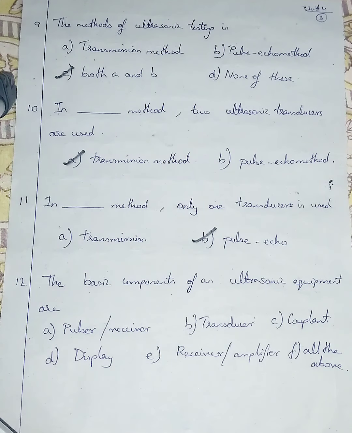We need a pulsar, then transducers for inspecting, then couplant to reduce the gap between them, then a display device for displaying, and an amplifier or a receiver to increase the signals. So I'm going with option F, all the above. These are the basic components of ultrasonic equipment: pulsar or receiver, transducer, couplant, display devices, amplifier and receiver. So I'm going with option F, all the above.